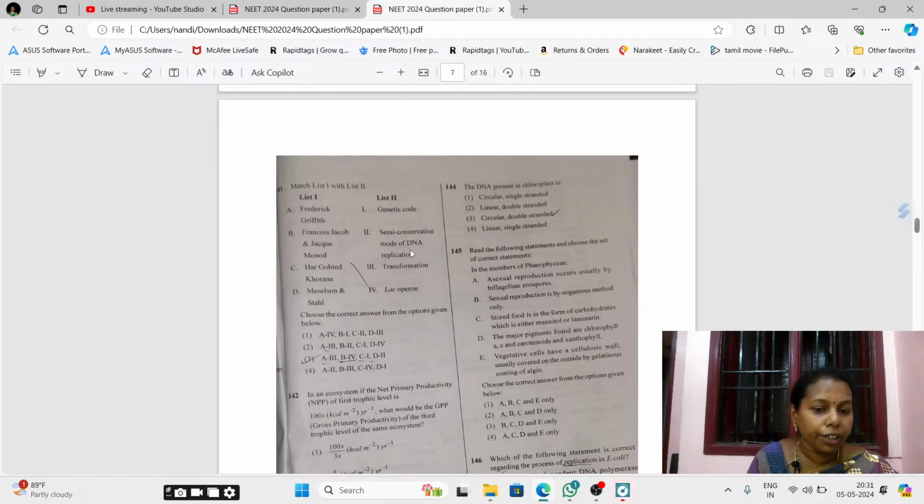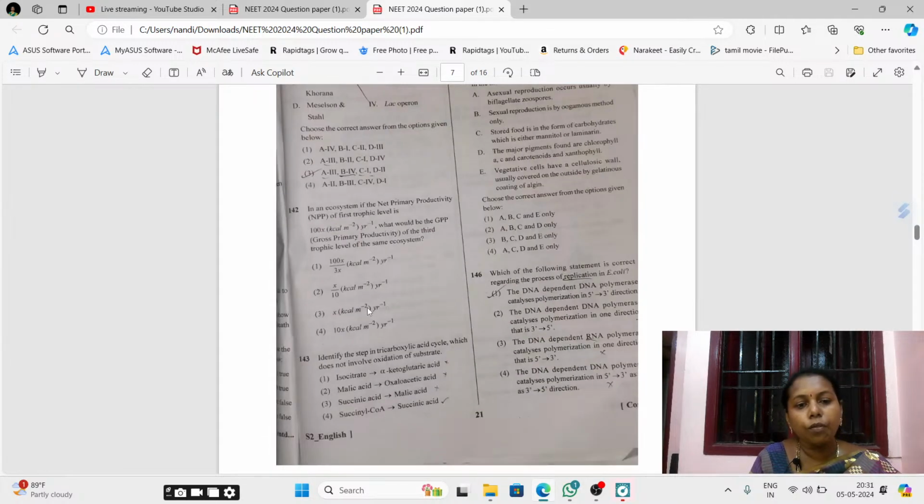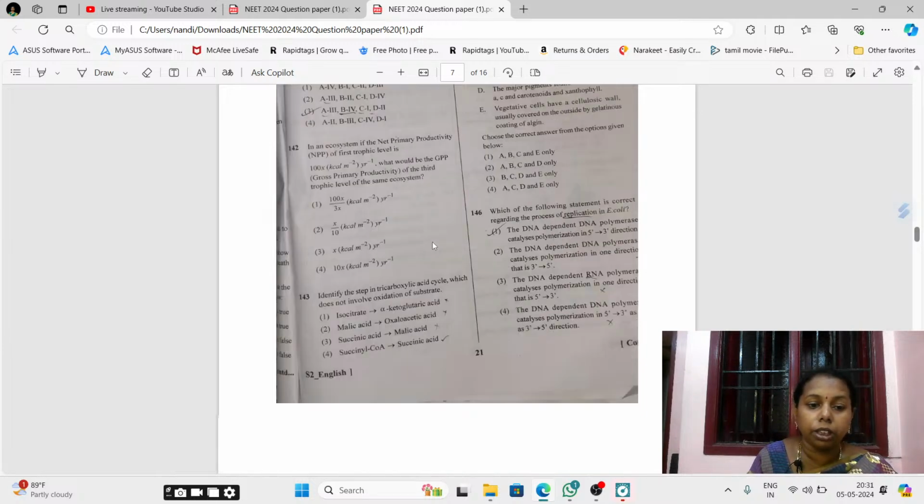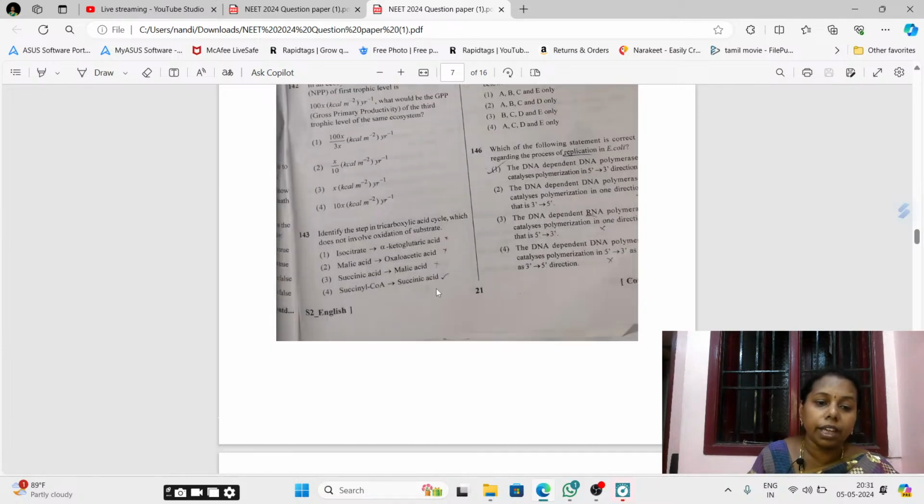141. Griffith transformation. Jacob and Monod lac operon. Khorana and Nirenberg genetic code. Meselson and Stahl, of course, semi-conservative model of DNA replication. So 141 comes in the option 3. So 142, if the primary level they have given, they are asking for the tertiary level consumer, third trophic level consumer, what will be the thing? Option 3 is the answer.